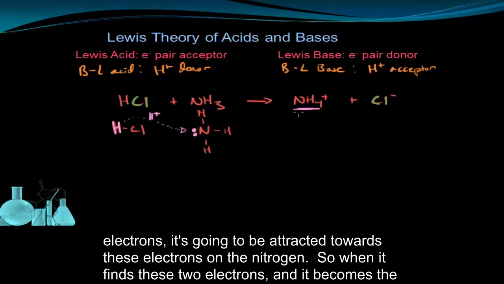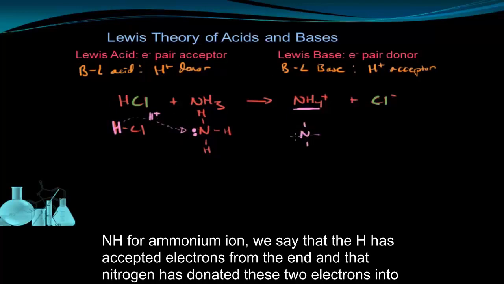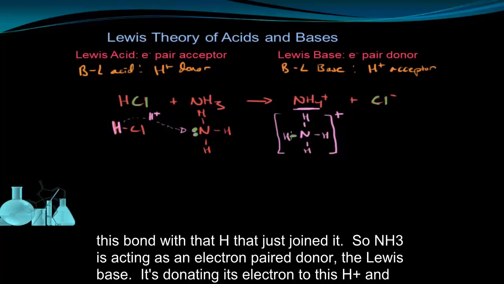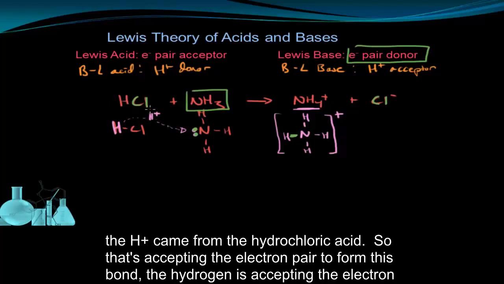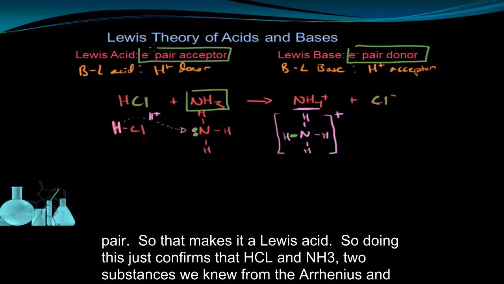So when it finds these two electrons and it becomes the NH4 ammonium ion, we say that the H has accepted electrons from the N, and that the nitrogen has donated these two electrons into this bond with that H that just joined it. So NH3 is acting as an electron pair donor, the Lewis base. It's donating its electrons to this H+, and the H+ came from the hydrochloric acid. So that's accepting the electron pair to form this bond. The hydrogen is accepting the electron pair. So that makes it a Lewis acid.